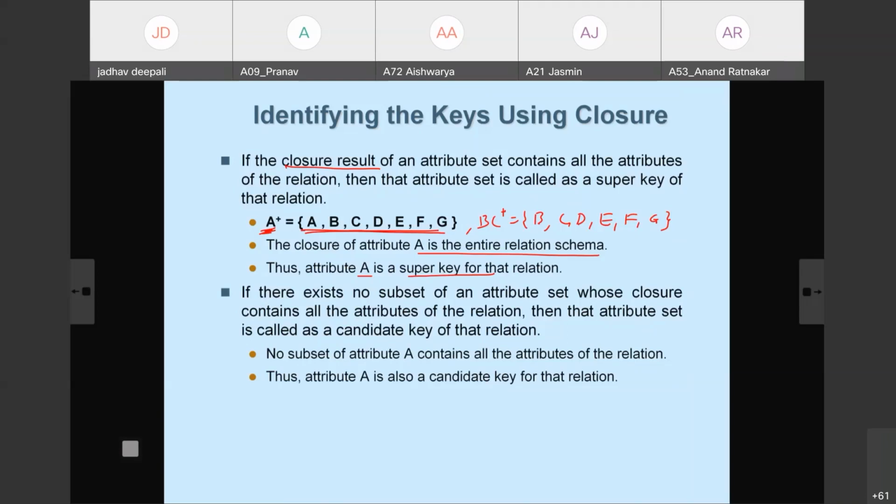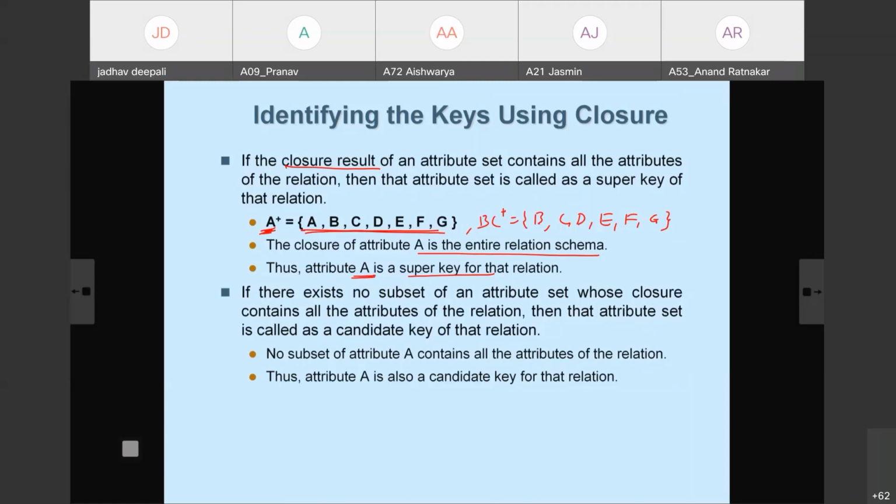So whenever you have to identify the super key for a particular relation, go for the attribute closure. If it contains all the attributes of the relation, then that set of attributes is a super key. So in this example, attribute A is the super key for that relation, not BC.